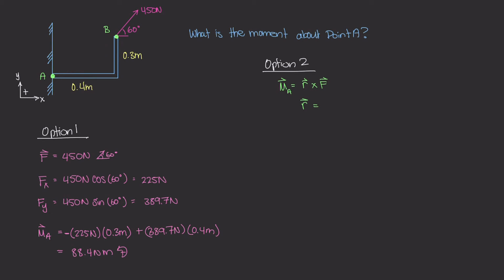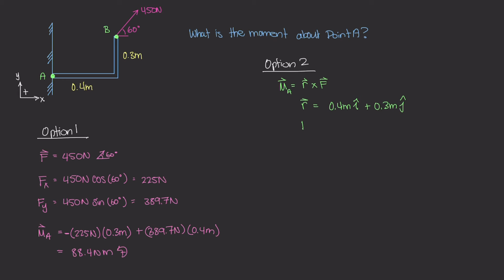And you can see that this position vector has two components. It has some distance along the x, and then it has some distance along the y. And in this case, those values are given, right? 0.4 and 0.3 meters. So in this case, r is going to be 0.4 meters in the i direction plus 0.3 meters in the j direction. Okay, hopefully that was pretty straightforward.